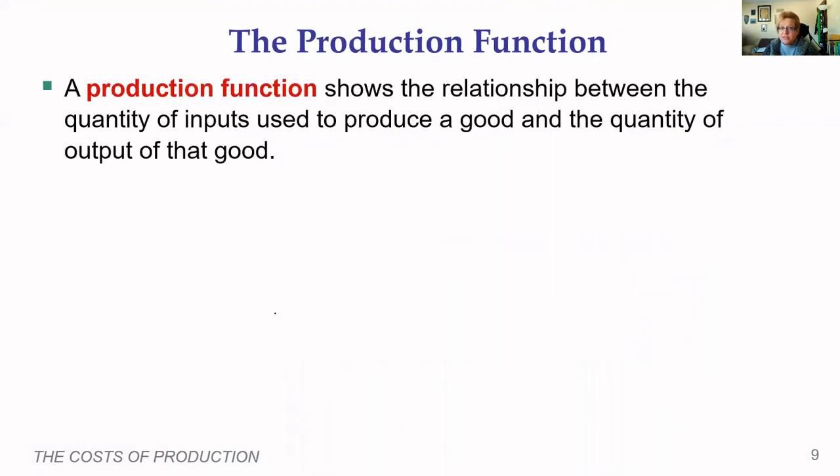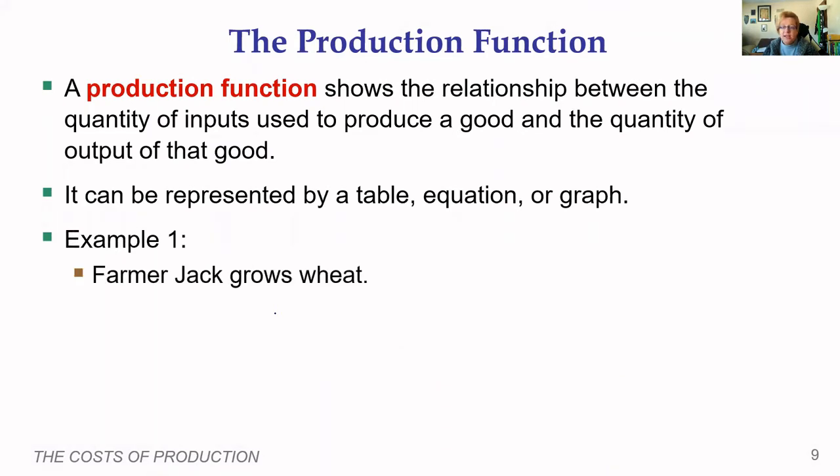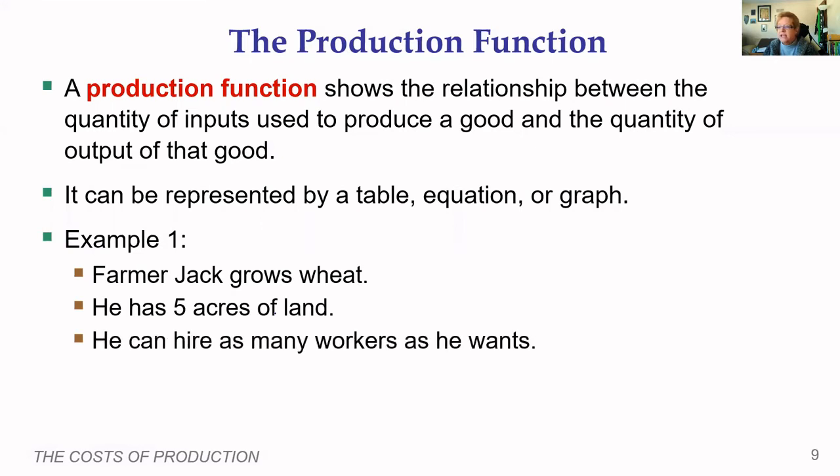So all of this is based upon a production function. And so here we're going to use an example. We have Farmer Jack, and he's growing wheat. He's got 5 acres of land, and he can hire as many workers as he wants. So you might be looking at this and say, hey, I recognize this. This is a factor of production. It's land. Land here is going to be held constant at 5 acres.